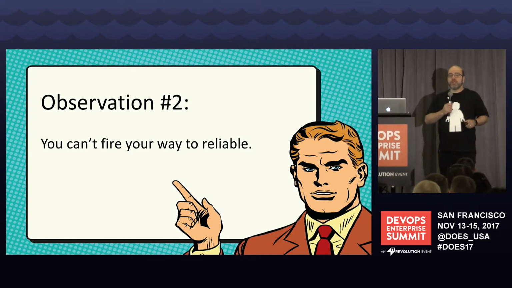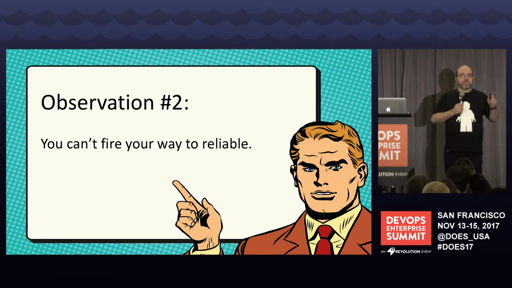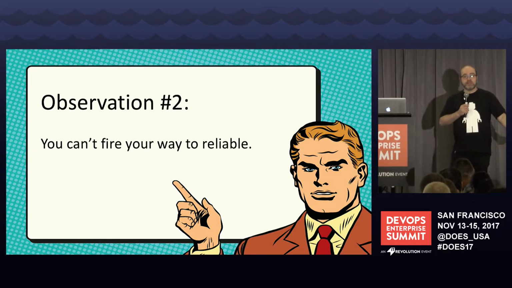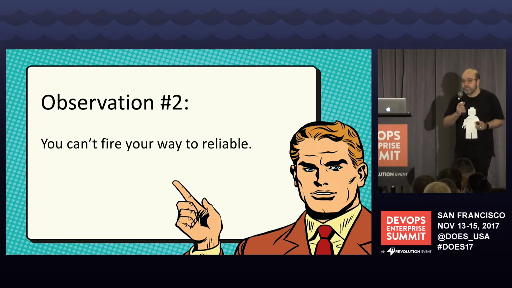Because here's another observation. It is impossible to fire your way to reliable. It isn't the case that if every time something goes wrong and you have an event, you fire the person responsible, suddenly your team will be able to provide a reliable service. What it will provide is one person cringing in the corner, afraid to do anything.